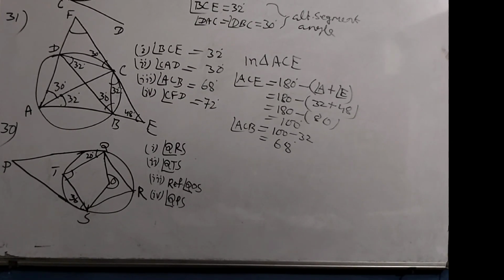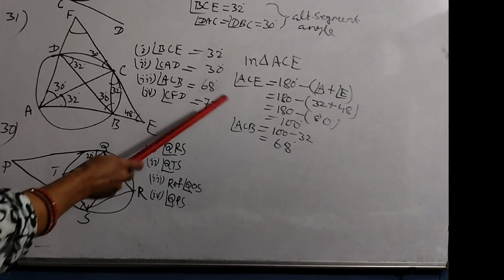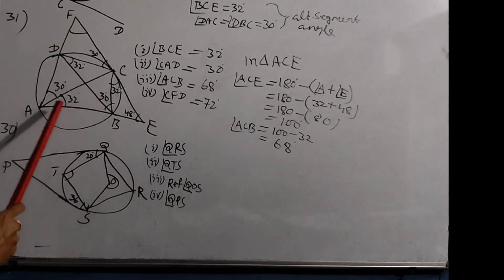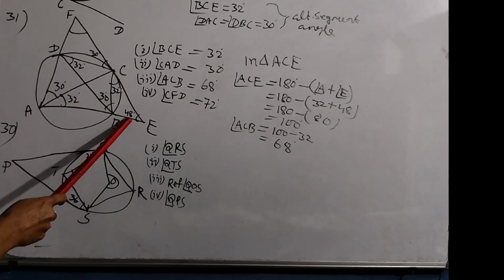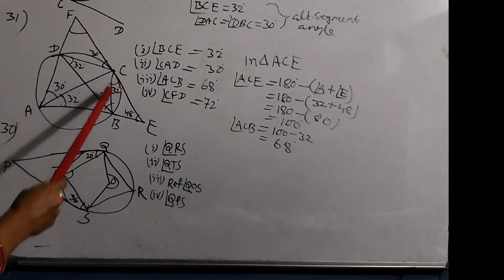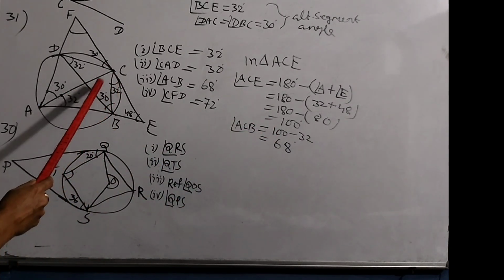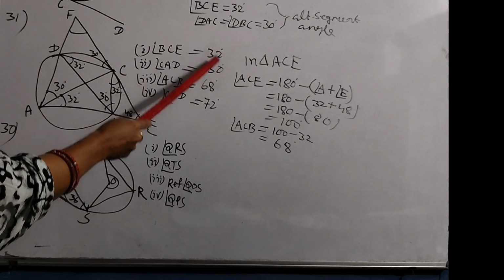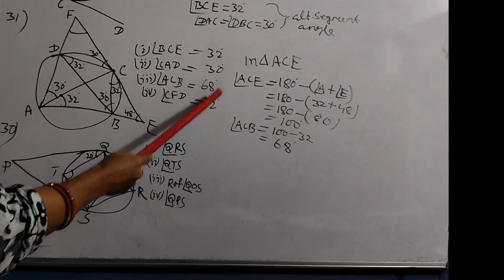Now ACB angle equal to how much? ACE angle equal to 180 minus (A angle plus E angle), that is 100. So this angle is 100 degrees. Now ACB angle equal to 100 minus 32, that is 68 degrees. So this is your 32, 30, 68 and 72.